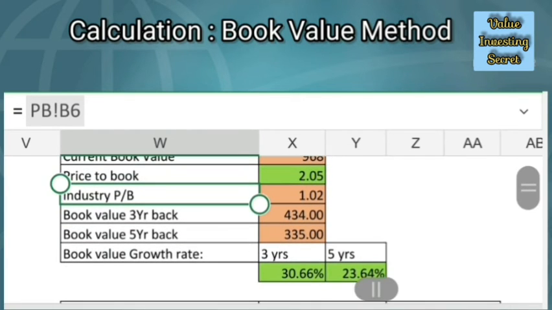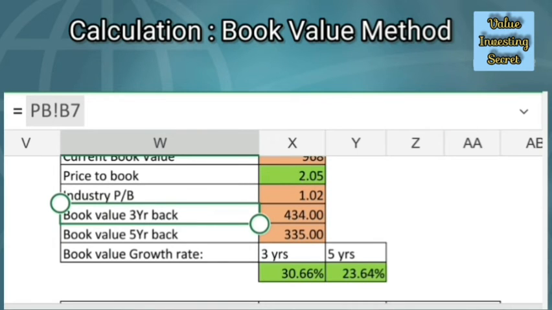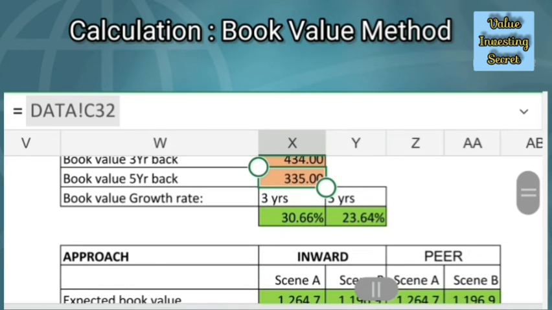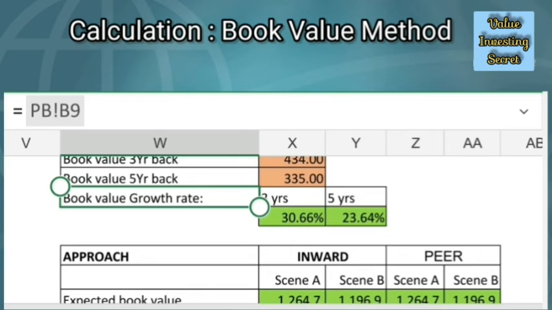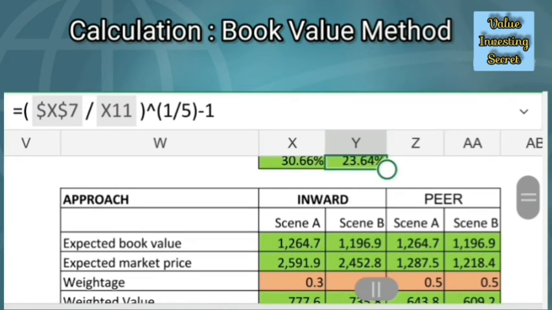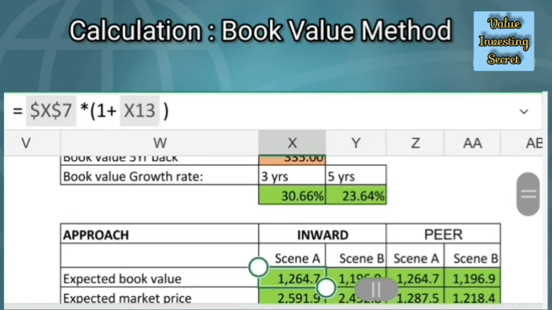Then the industry price to book value we have already calculated in the previous method. Then we need the book value of 3 years back and 5 years back to compare how the growth rate is in the book value. So the book value growth rate can be calculated using this formula for 3 years and for 5 years. Here also I did 4 scenario analysis, 2 for inward and 2 for peer approach.